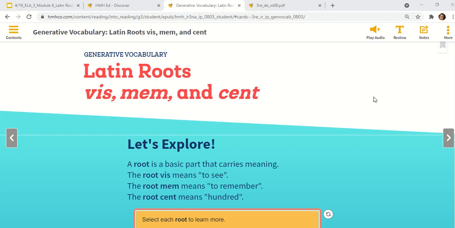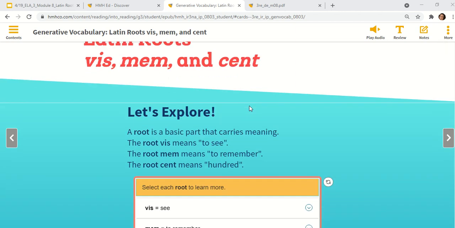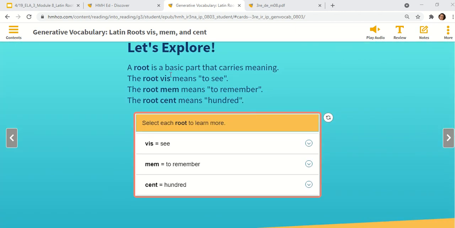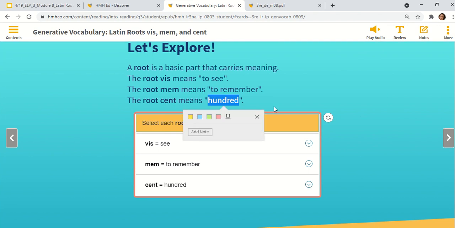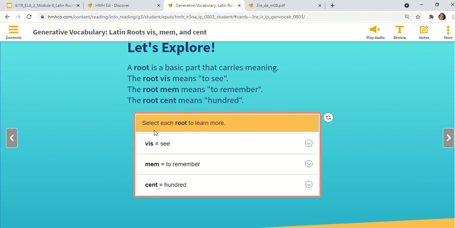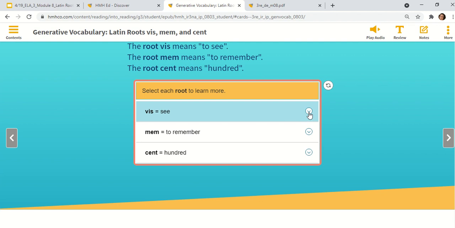So first, let's explore. We have vis, mem, and cent. So once again, a root is a basic part that carries meaning. The root vis means to see. The root mem means to remember, and the root cent means 100. So let's select each root to learn a little more.